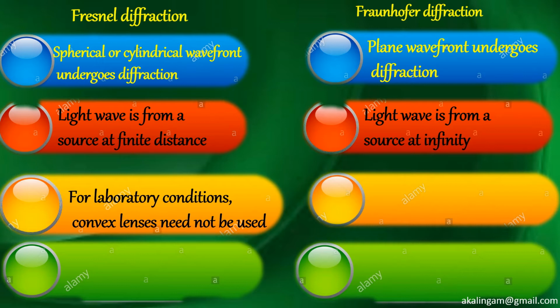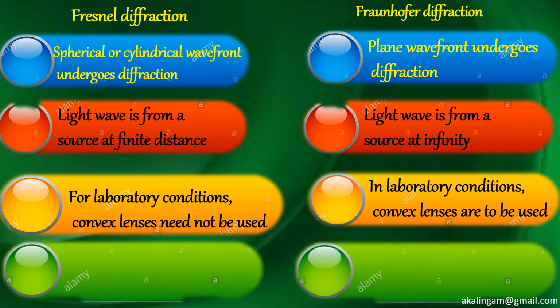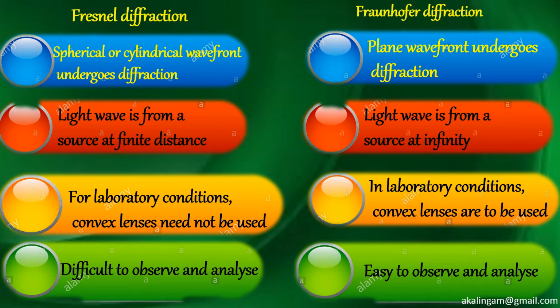In Fresnel diffraction, under laboratory conditions, a convex lens need not be used. It means lenses are not to be used. In Fraunhofer diffraction, under laboratory conditions, a convex lens is to be used. It means a convex lens must be used. Fresnel diffraction is difficult to observe and analyze. Fraunhofer diffraction is easy to observe and analyze. These are the differences between Fresnel and Fraunhofer diffraction.